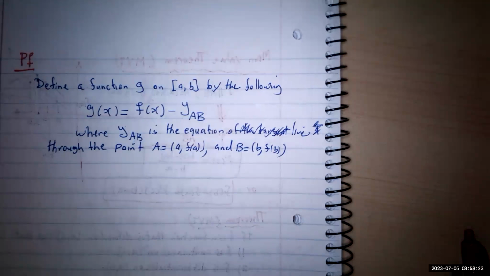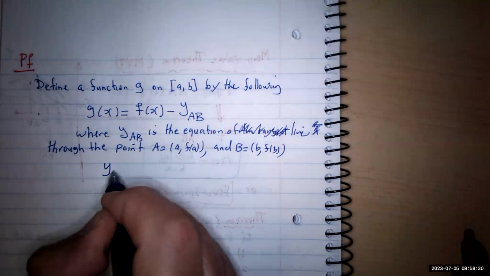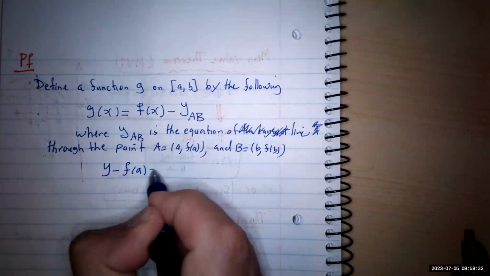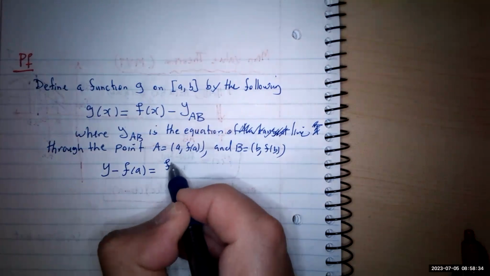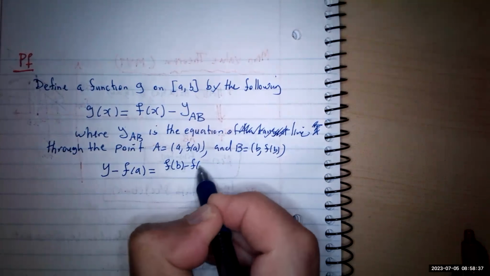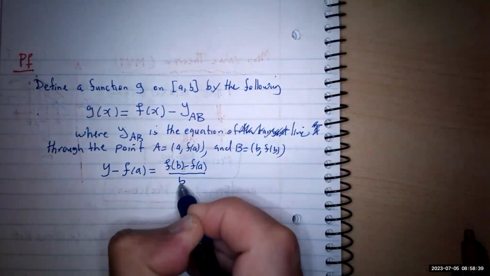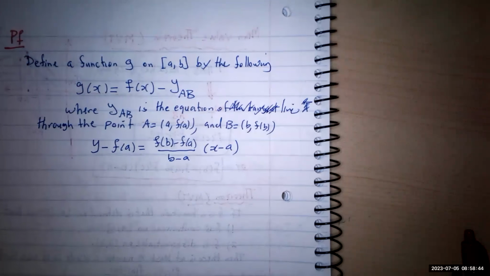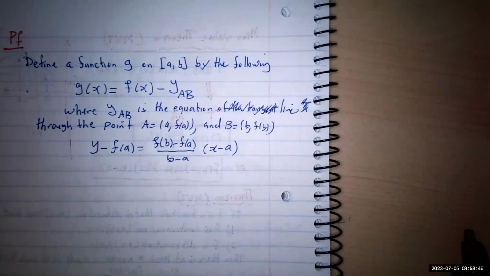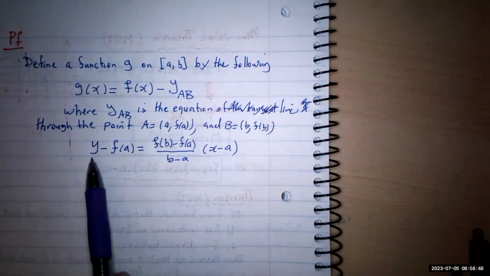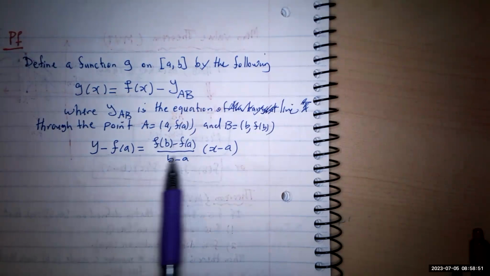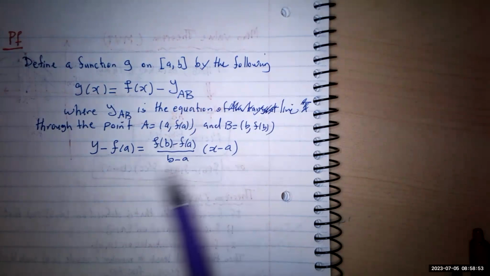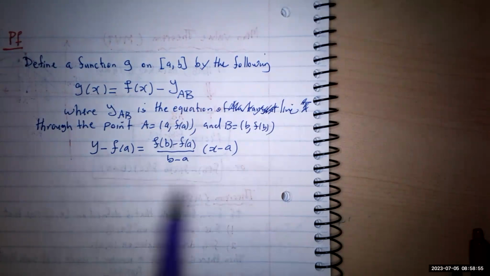You know that when two points are given to you, you can find the equation of the line by the formula y minus y1. I write it down: y minus f of A equals the slope, f of B minus f of A over B minus A, times x minus A. Remember, y minus y1 equals m times x minus x1. So I move the y to the other side.